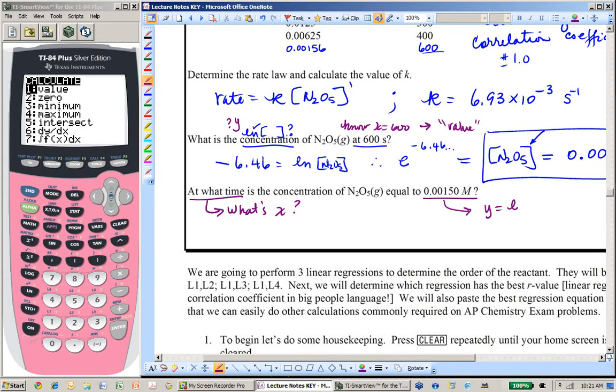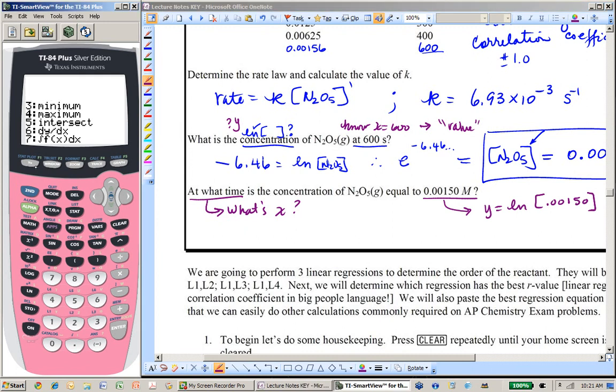We just know that y would be the natural log of this number, 0.00150. So I want to know what x is when I know y. So here's the fastest way to do it. You're all about speed. You're a machine. So I come down to y2 and I make just a single graph of the natural log of the y value that I have. Why natural log? Because that was the set of axes that gave me the best linear regression. It's the most linear. It determined this was first order.